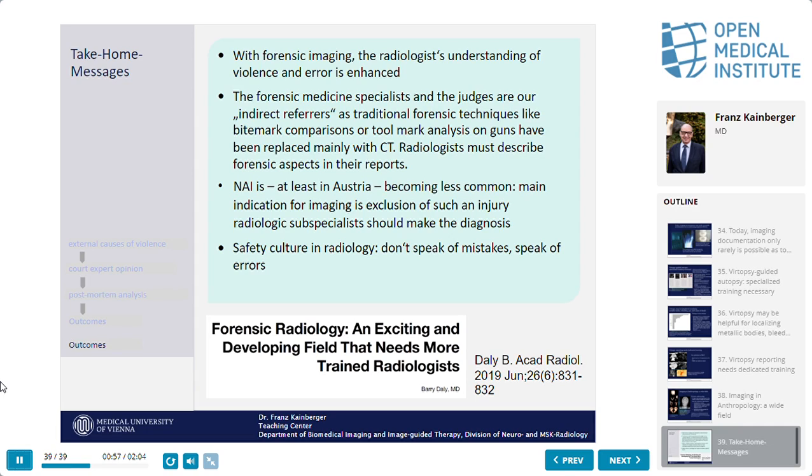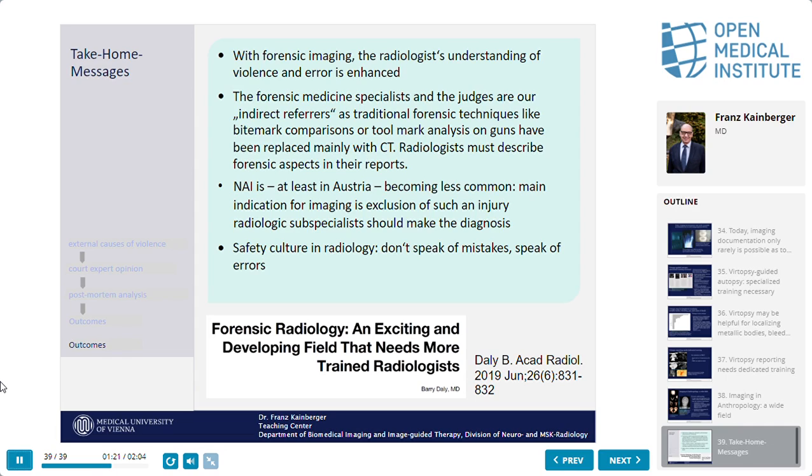Non-accidental injury is, at least in Austria, becoming less common. That's also something that we observed. Now, in 80% of our suspected cases of violence to children, the findings are negative. But that changed during the last 10 years. It wasn't the case before. There was a higher percentage of positive findings in such cases.